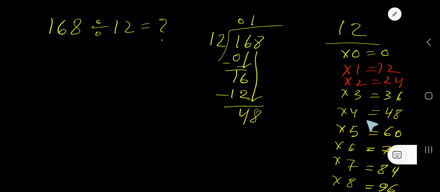12 goes into 48 how many times? 12 goes into 48 4 times. 4 times 12 is 48.